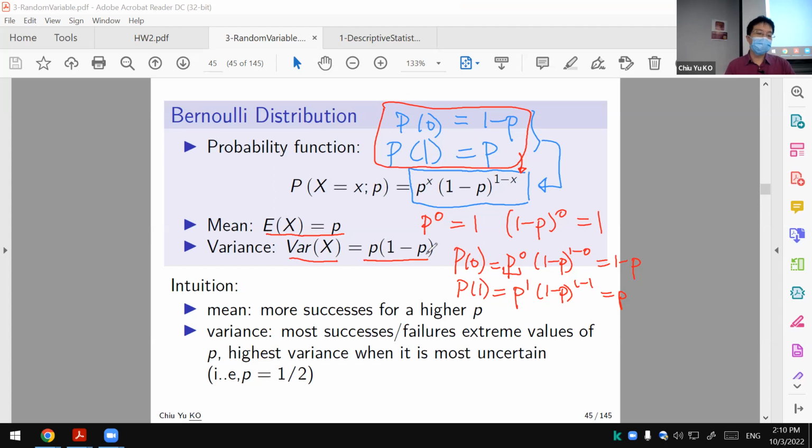In general, if success is more likely, suppose P goes to 1, it's very likely to be a success, so the mean is 1. If P goes to 0, the mean goes to 0. It's linear. The higher the P, the higher the number of successes. That's not surprising, because if P goes to 1 and you repeat the experiment, many of them are 1 and very few are 0. So it's linear in P.